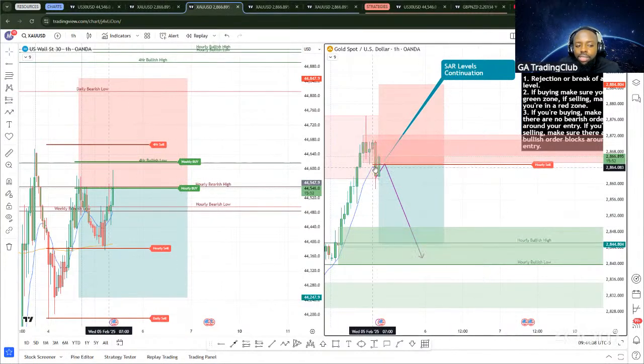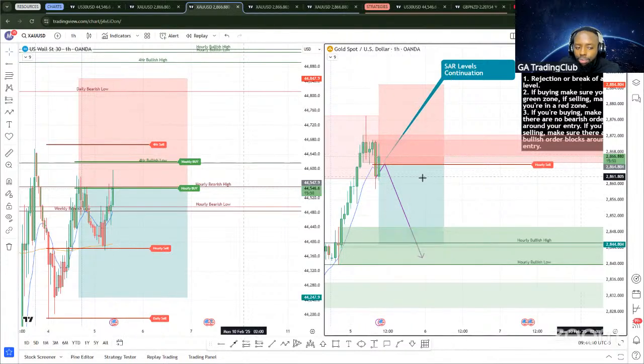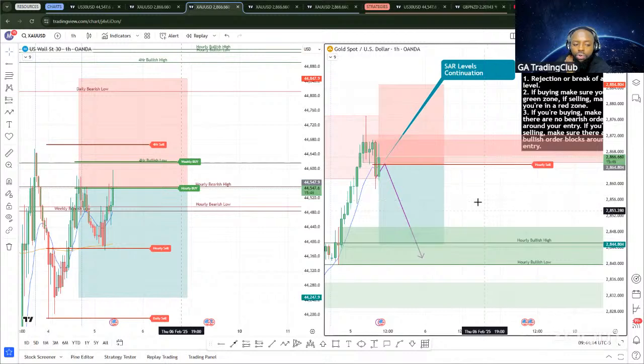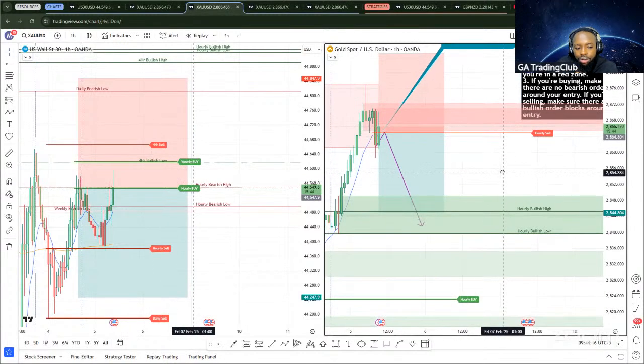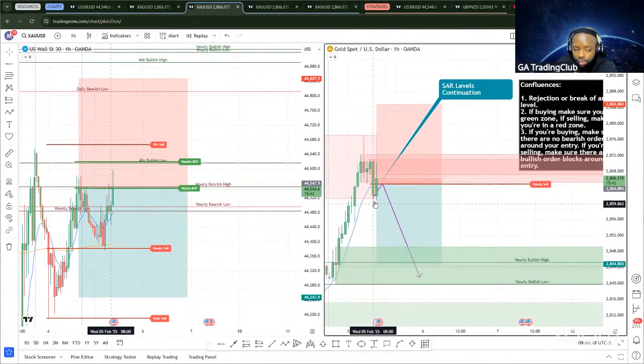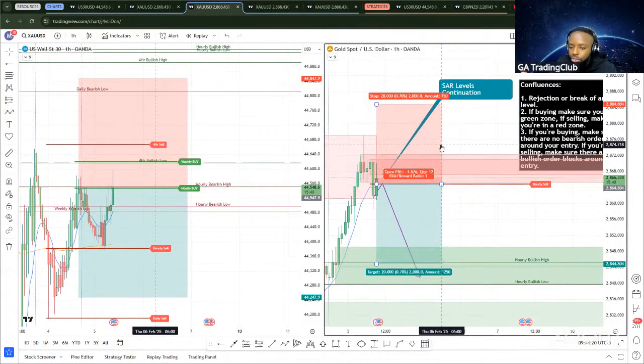So you can see my sell entry is next to a supply zone. My sell entry is next to this hourly sell SAR level. So if they are going to take buyers, sure, definitely, they can shoot price up from where it is right now.